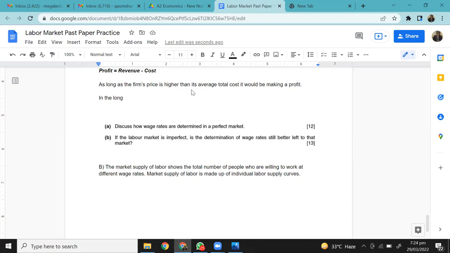Now we'll look at two things here. We'll look at the individual labor supply curve, and then we'll look at the market supply of labor. Now talking about the individual labor supply curves, have a look at this. The idea is that on the y-axis, you will have the wage rate, and on the x-axis, you will have the number of hours.